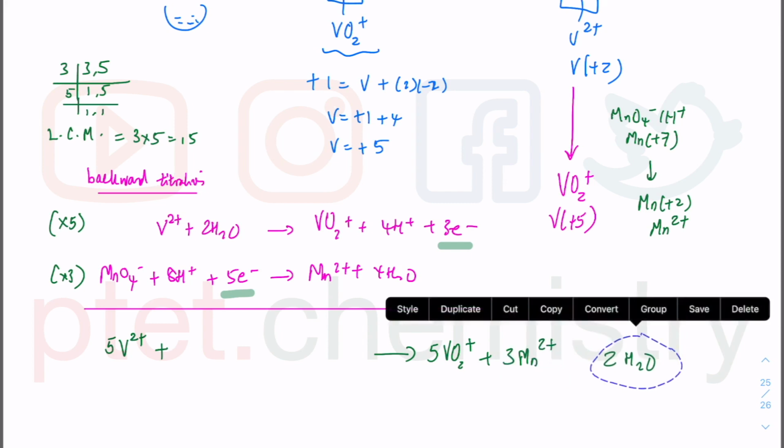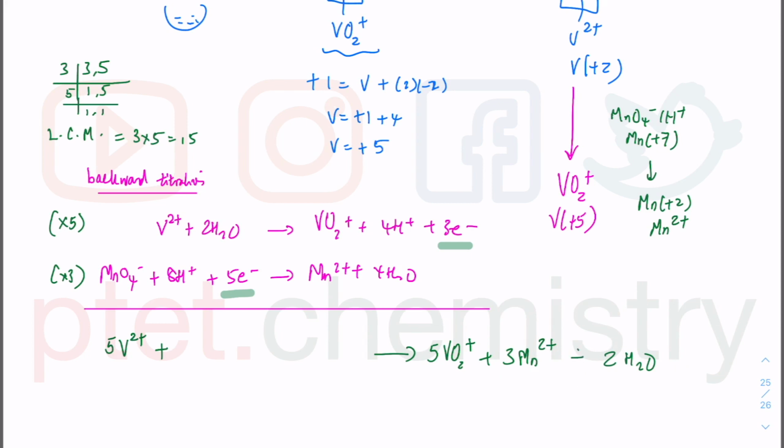How about the H+? I would have 20H+ on the right, because 5 times 4 is 20H+. I'll get 24H+ on the left, 24H+ minus 20H+ gives me 4H+ on the left hand side. So 4H+. And what else do I have? My electrons will cancel out and I'll get 3 MnO4-. And I think that equation should be balanced out very nicely.